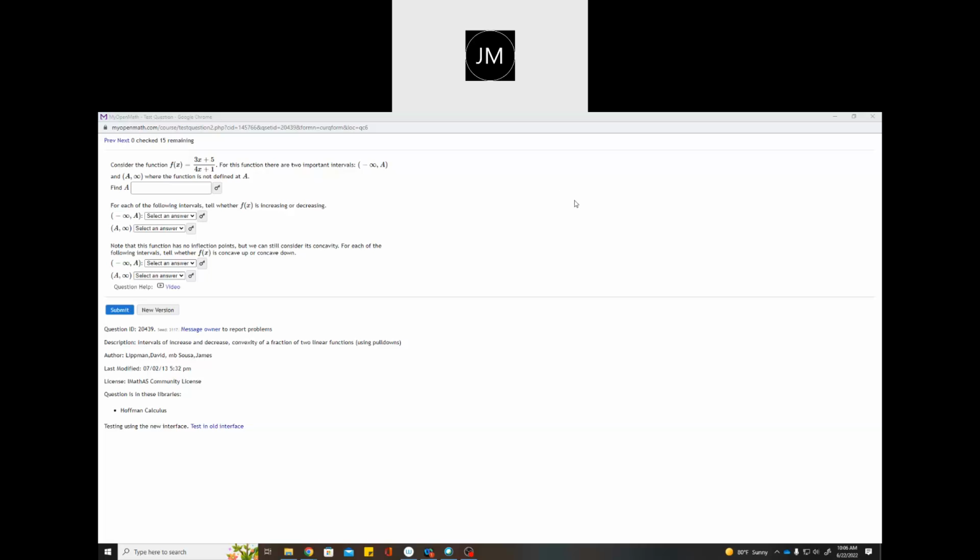Okay, so to find the domain, what we want to do is figure out where the denominator is not equal to 0. The denominator is 4x plus 1. So we'll start by setting 4x plus 1 equal to 0 and solve. Okay, so I get negative 1/4. So that should be the value for a.